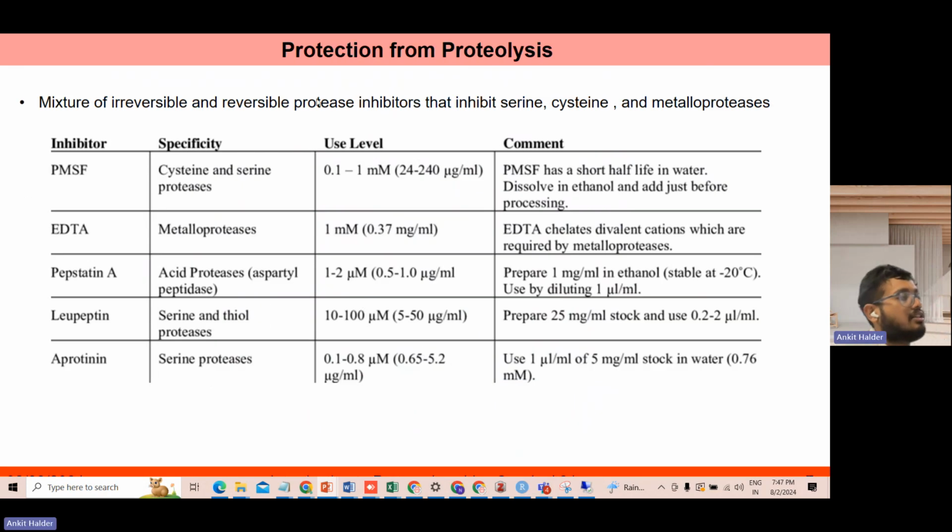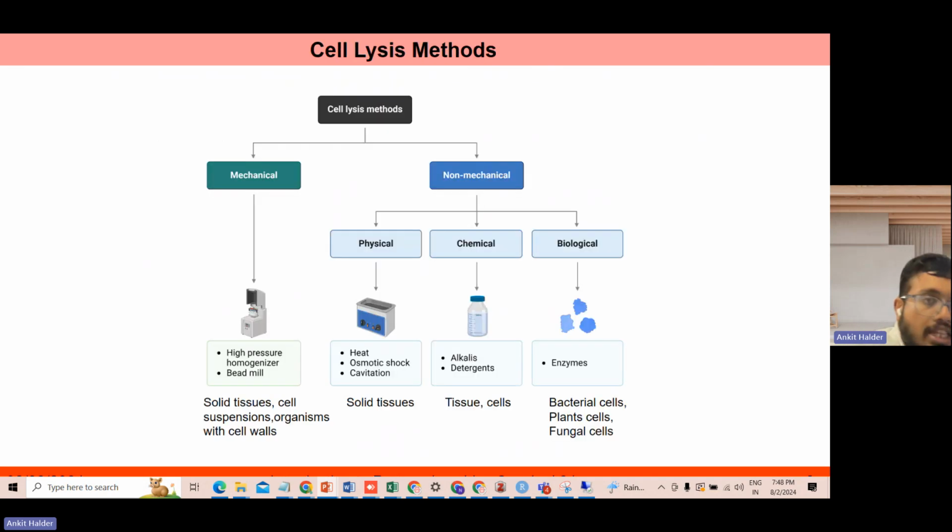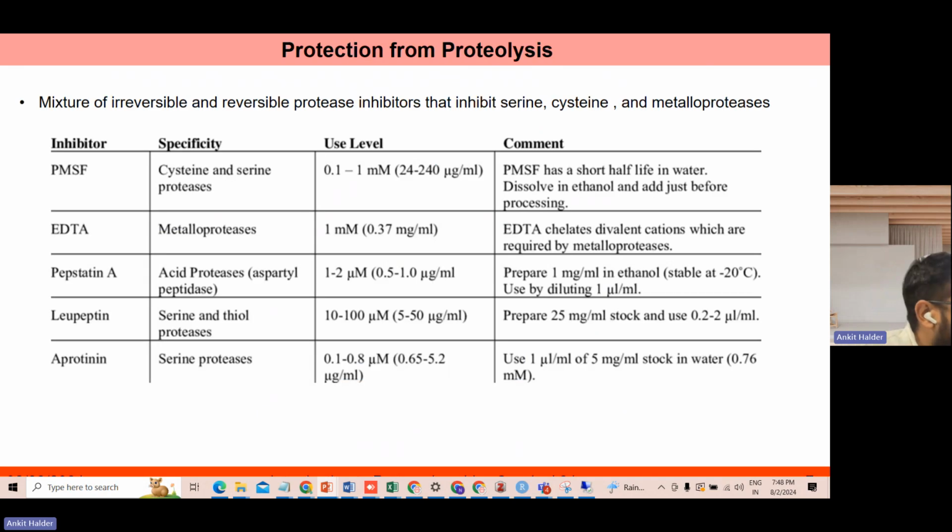Now, the second thing that comes into action is the protection from proteolysis. This is very, very important. Once you have disrupted the cell through any of those methods, either mechanical methods or non-mechanical methods, like the physical, chemical, or biological ones, the proteins are out in the environment, in the solution you have.